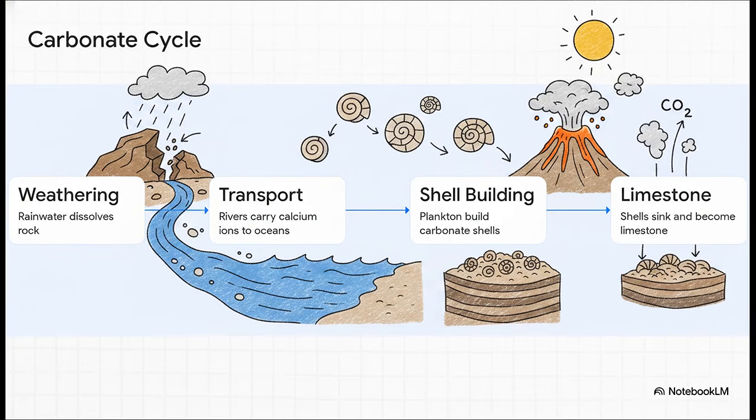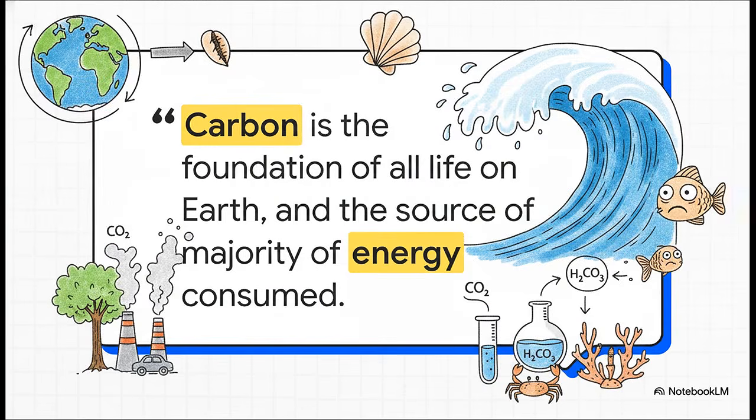So the crucial point here is that over hundreds of thousands of years, the simple act of rain falling on rocks and rivers flowing to the sea acts as a planetary thermostat, keeping Earth from either freezing over completely or turning into a boiling hothouse like Venus. Which actually brings us to a really powerful quote from NASA.